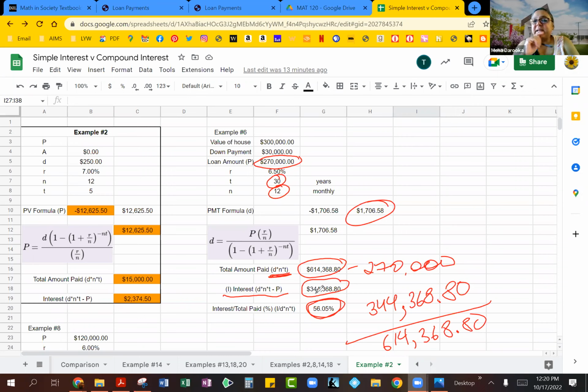Yeah, so the PMT tells you what those regular payments will be that you're going to pay towards getting your loan down to zero. So the PMT is the same thing as your D. The PMT is also calculating the D. And of course, this is the textbook formula for D. But yes, they both give you what those regular deposits are going to be.